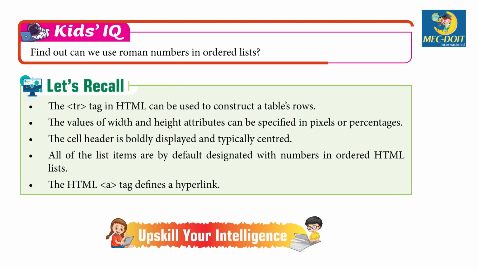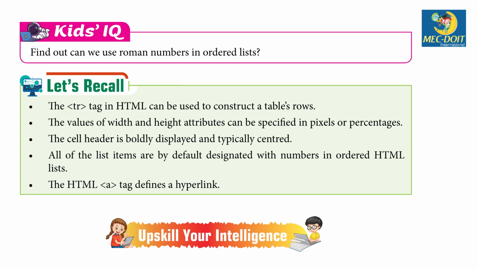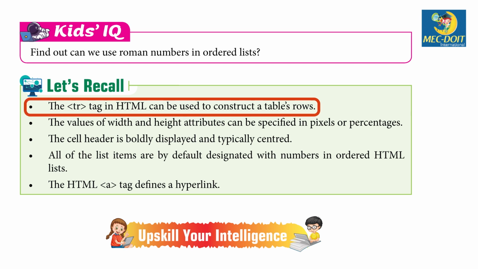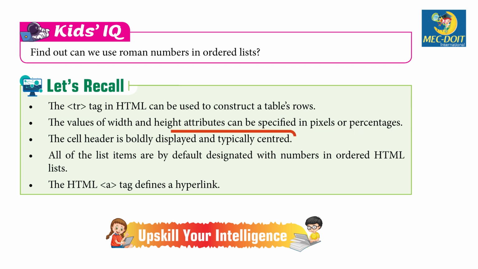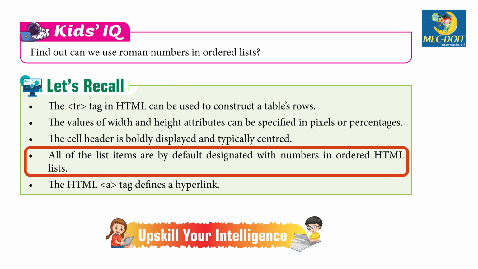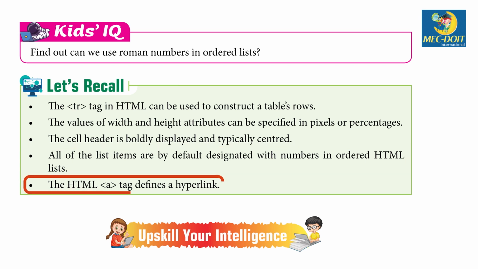Kids IQ. Find out, can we use Roman numbers in ordered list? Let's recall. The tr tag in HTML can be used to construct a table's row. The values of width and height attributes can be specified in pixels or percentages. The cell header is boldly displayed and typically centered. All of the list items are by default designated with numbers in ordered HTML list. The HTML <a> tag defines a hyperlink.